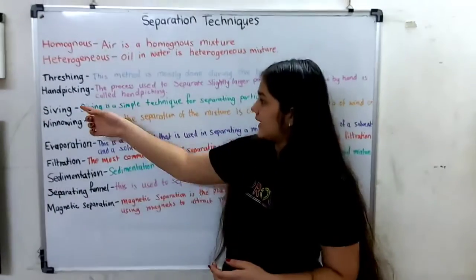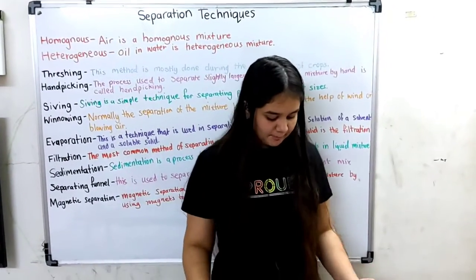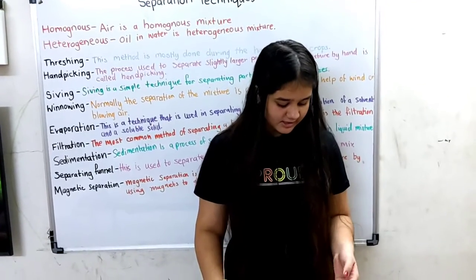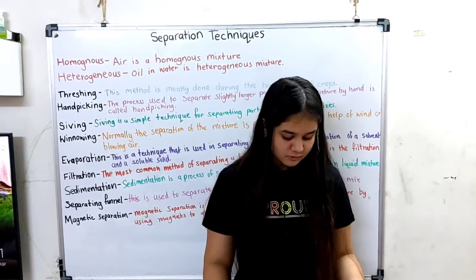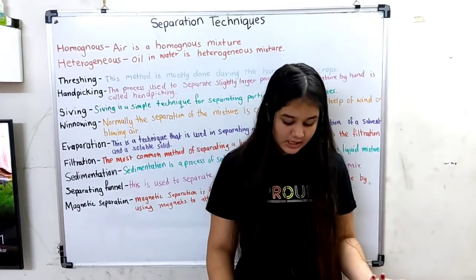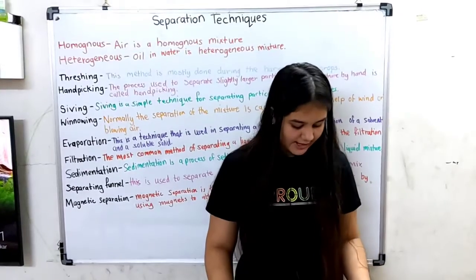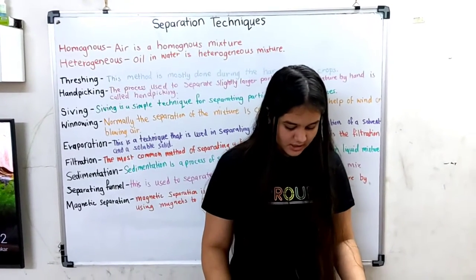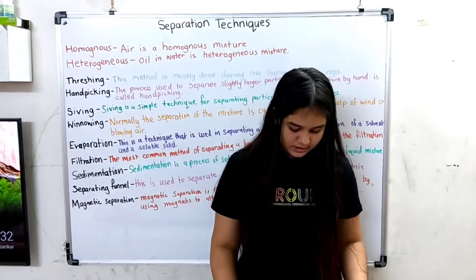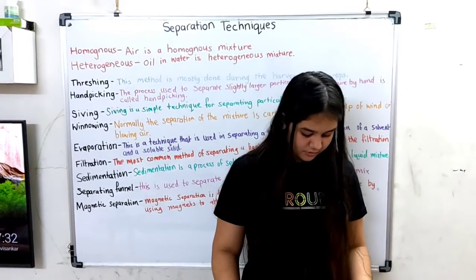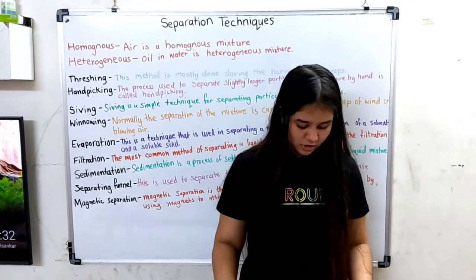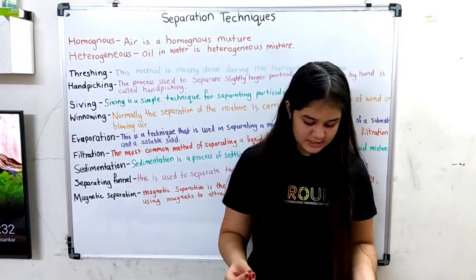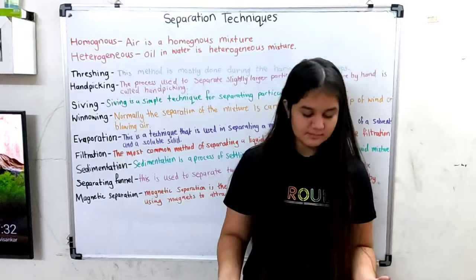Now the second technique is hand picking. The process used to separate large particles from a mixture by hand is called hand picking. This method is mostly done during the harvesting of crops. Normally, the stalks of the wheat are dried once it is harvested. Another example could be stone pieces separated from wheat or rice by hand picking.